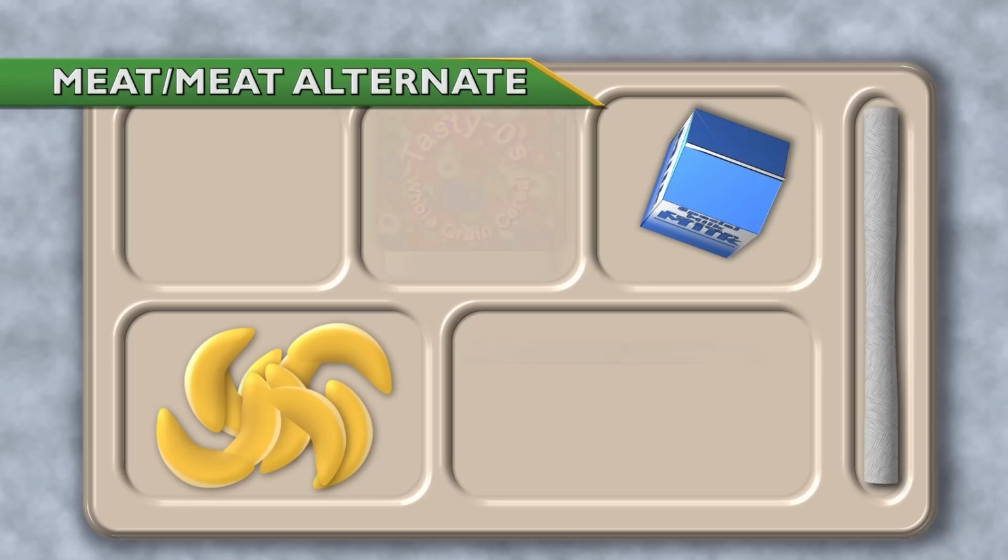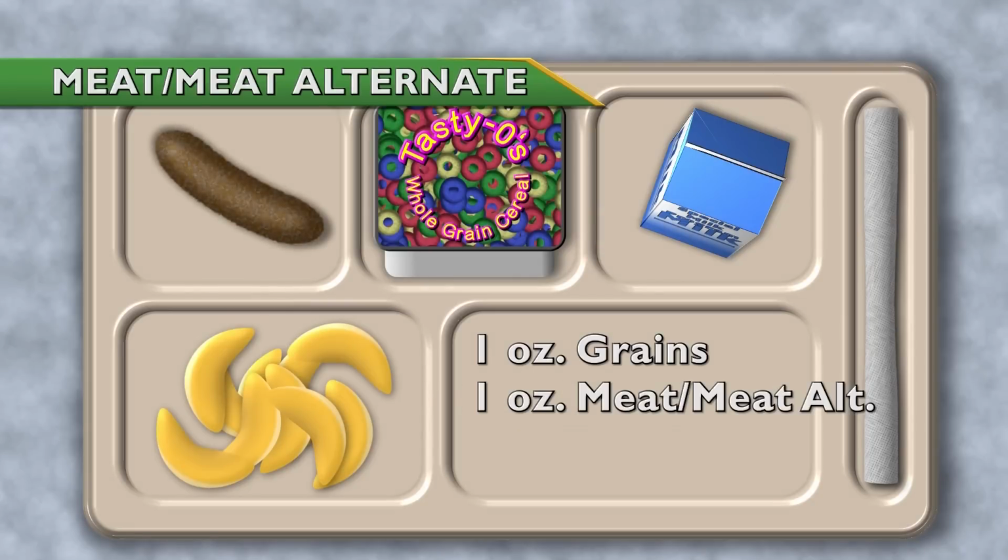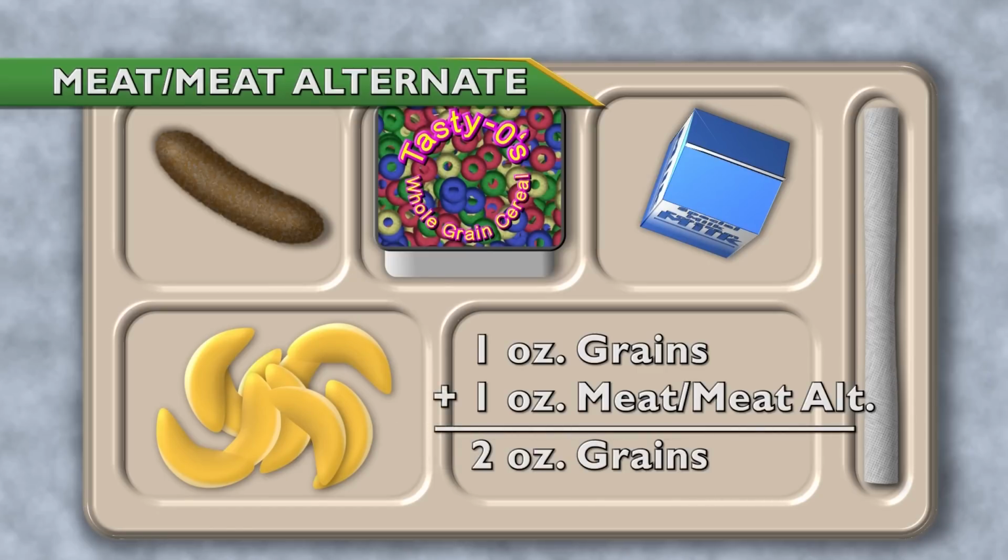For example, say I have 1 ounce cereal and I'm serving that. Since I've already met my minimum for the day with grain, I'm going to go ahead and use a sausage link, which is 1 ounce meat alternate equivalent. Since meat alternate is not a required group for breakfast, that counts toward my grains, so I have 2 ounces altogether of grains for the breakfast program.